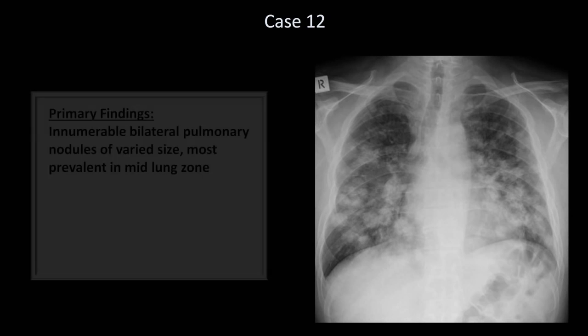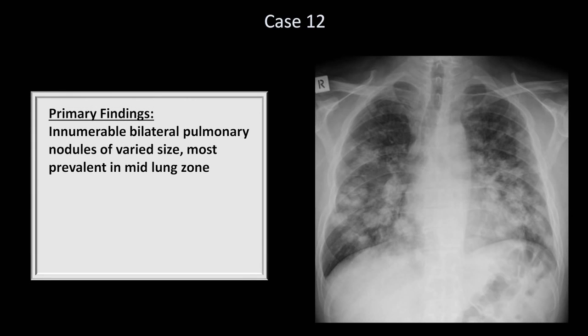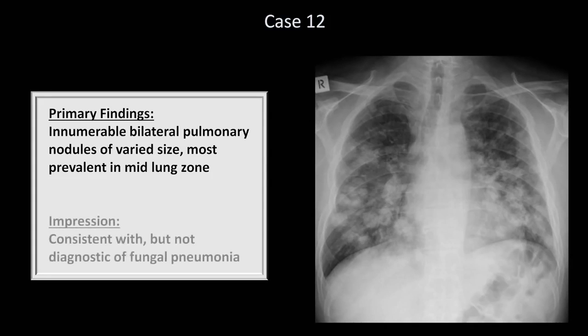I would summarize the chest X-ray by stating the primary finding is innumerable bilateral pulmonary nodules of varied size, most prevalent in the mid-lung zone, which is consistent with, but not diagnostic of, fungal pneumonia. In this particular case, the patient was diagnosed with pulmonary aspergillosis.